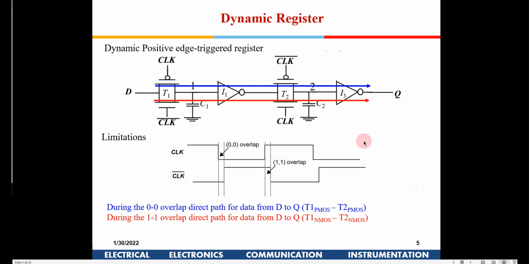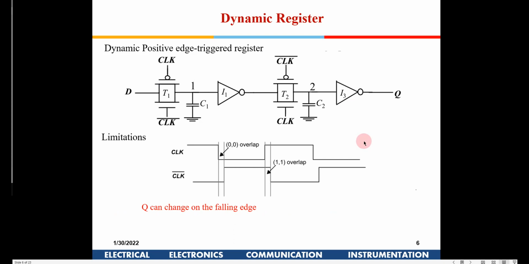There is one more issue with this particular register, which is that Q can change on the falling edge also. Whereas this is a positive edge trigger, Q should always be changing only during the positive edge of the clock, but it can happen that during the negative edge also the data can change. Let's see how that happens.